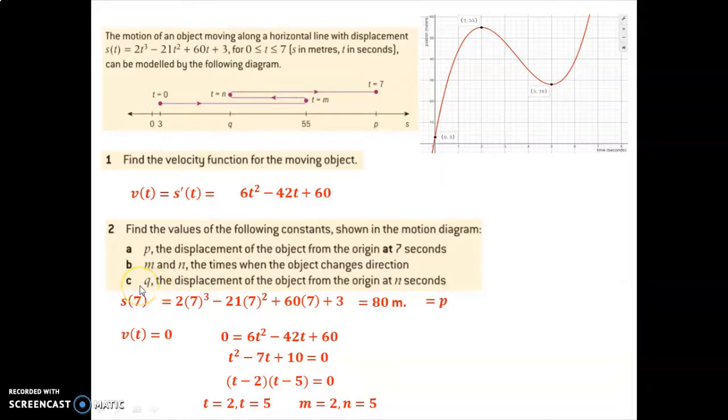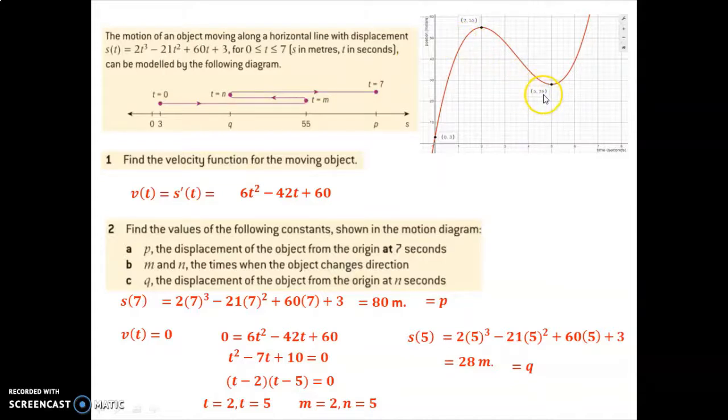All right, let's try C. In C, we're looking for Q, the displacement of the object from the origin at n seconds. Well, we just found out that n is equal to 5, so that means we're putting 5 into the position function, because that tells us the displacement or where the object is. Put that in there and solve. So that works out to 28 meters, and again, that is basically the value Q. We were just looking for Q, we found it, it's right here. And again, that matches what we saw in the graph here.